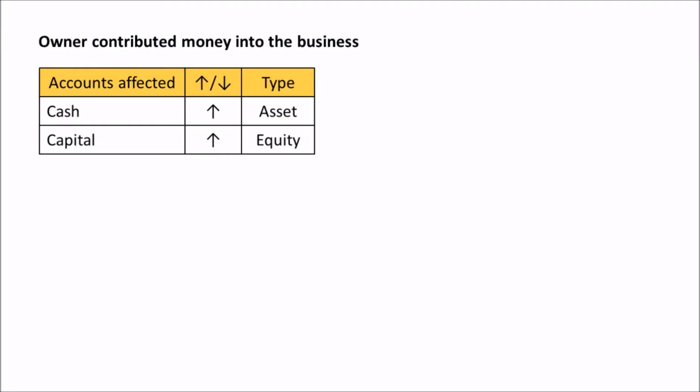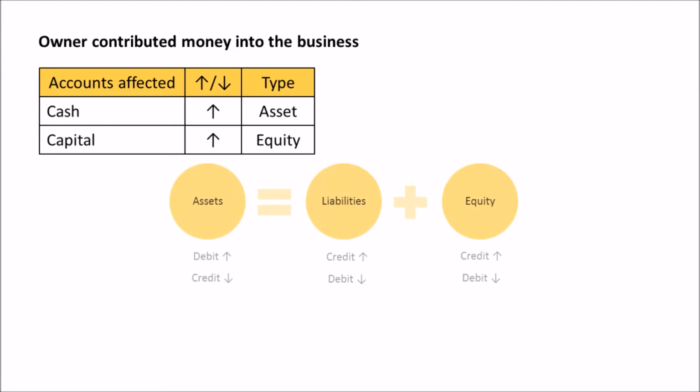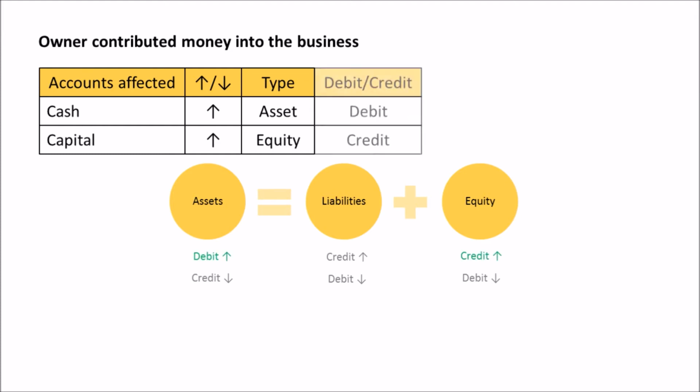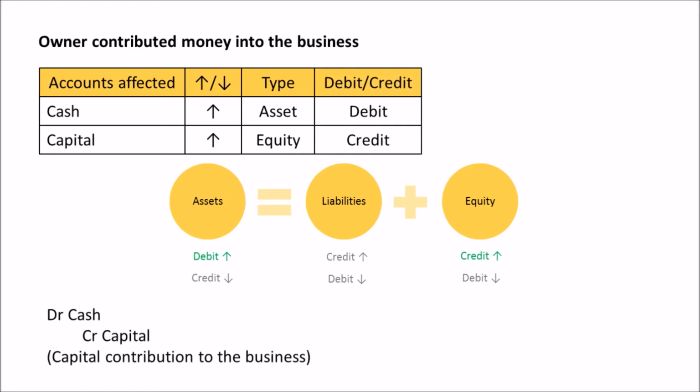Now, do we enter a debit or a credit entry? You may want to refer to this diagram here again to refresh your memory. An increase in asset is a debit entry. An increase in equity is a credit entry. So the journal entry to enter is debit cash and credit capital. I wrote here capital contribution to the business. This is called a narration. It briefly summarizes the transaction so that you have a brief idea what the transaction is.